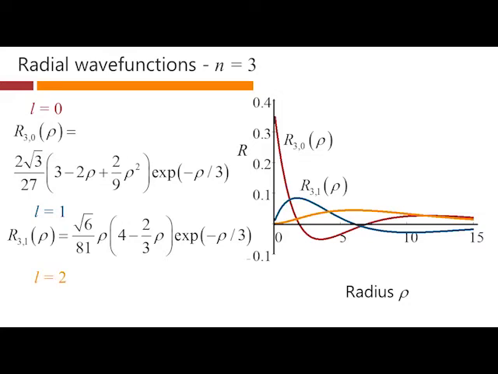And for L equals 2, we have the orange curve. And that is rho squared times the exponential of minus rho over 3. So it also starts at 0 here, grows, and then decays with the same exponential.